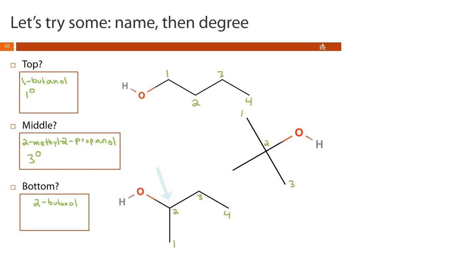Okay, so let's take a look at our hydroxy carrying carbon. It looks like there are 2 other carbons directly attached to it. So that means this is a secondary alcohol.